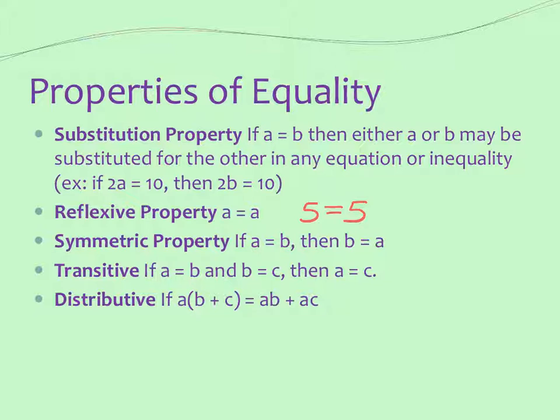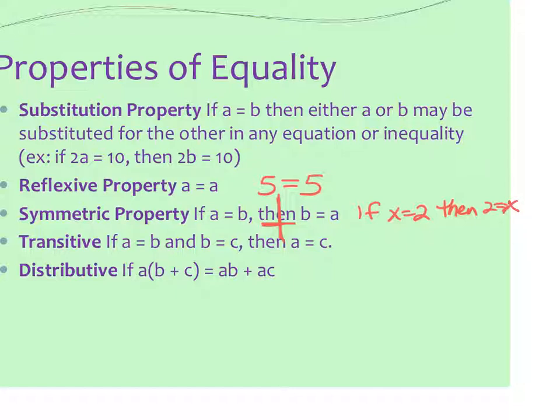For the symmetric property, it states that if A equals B, then B equals A. You're reversing the order. So think of the word then here as like a line of symmetry. So we would reverse it. So here if I said if x equals 2, then 2 equals x. We're just switching the order, and this is like a line of symmetry. So you can sort of see how the 2's match and the x's match.